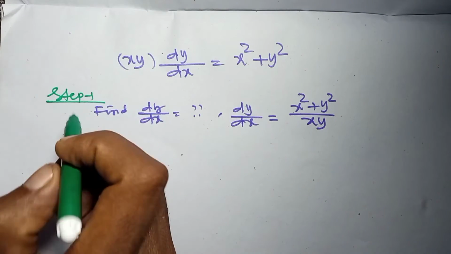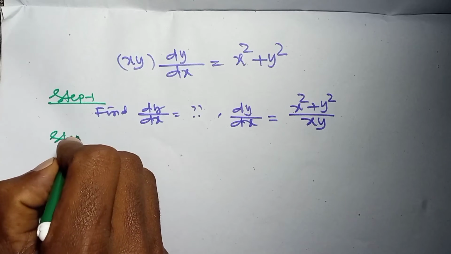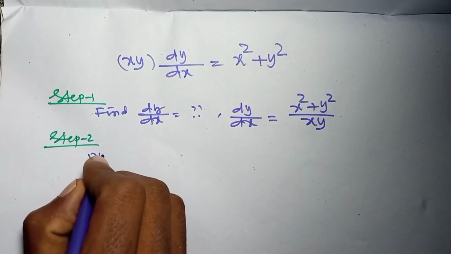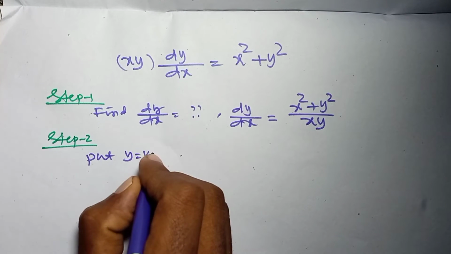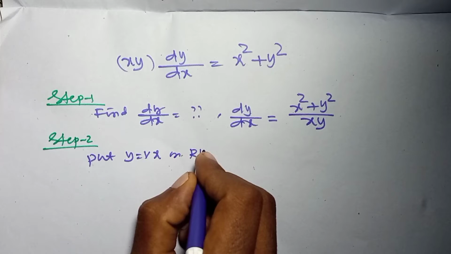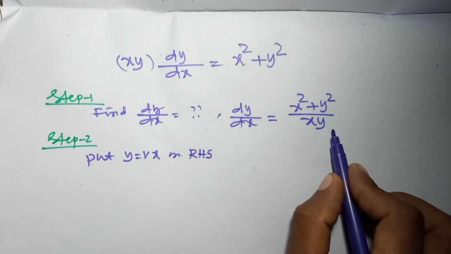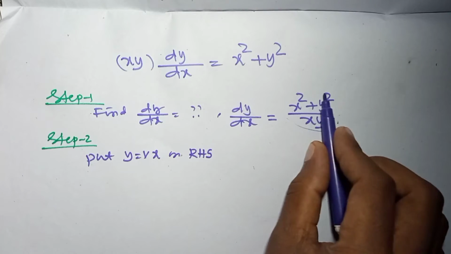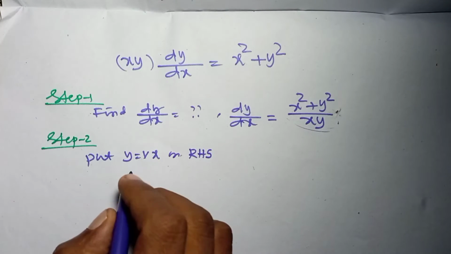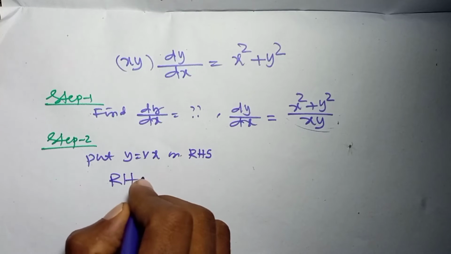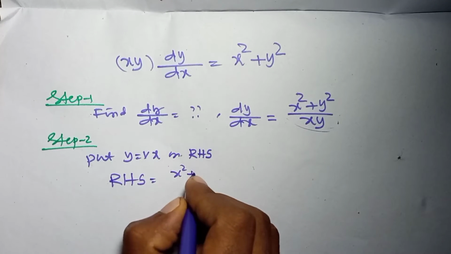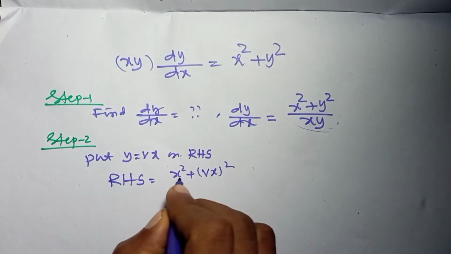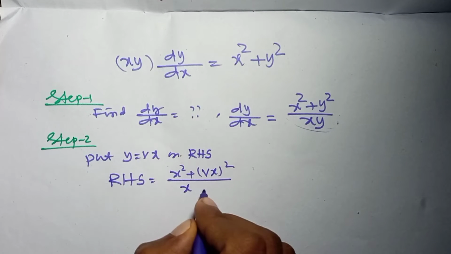In step number 2, what you have to do is put y is equal to vx on the RHS part. So this is the RHS part, and I have to put y is equal to vx on this part. So now the RHS will be x square plus, in place of y I have to put vx, so it will be vx square, and in the denominator it will be x into vx.